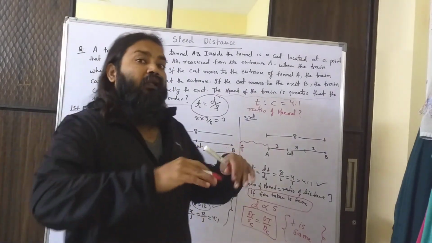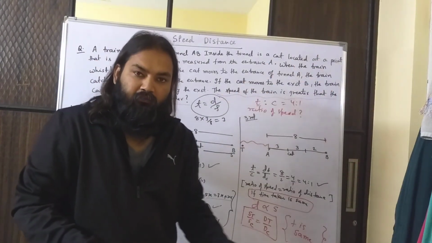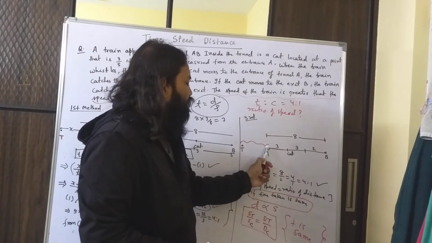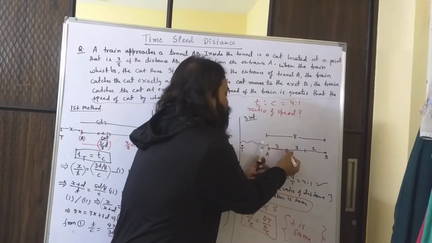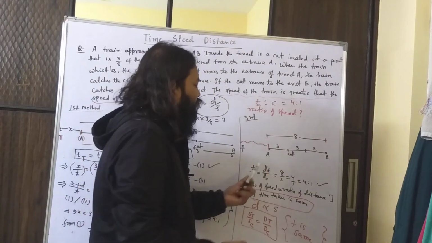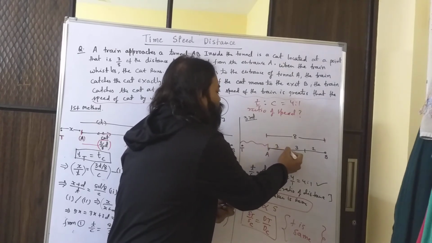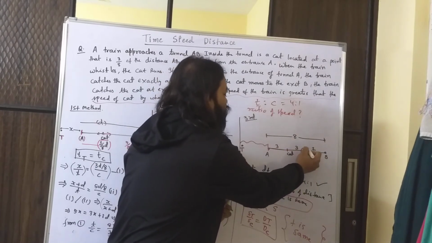But I am taking another case. When the cat is going to the exit, then what will happen? By the time the train reaches entrance A, where will the cat be? Cat is not coming this side. So by the time the train reaches from here to here, the cat is supposed to cover 3, but it is not coming this side. So it will go this side 3. So this is 3 and this is 3. So cat is here now.